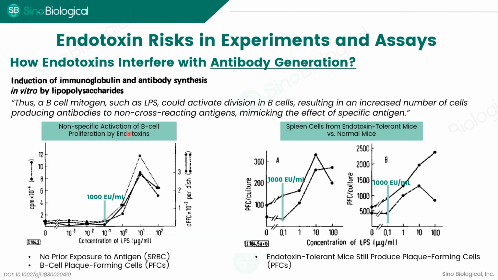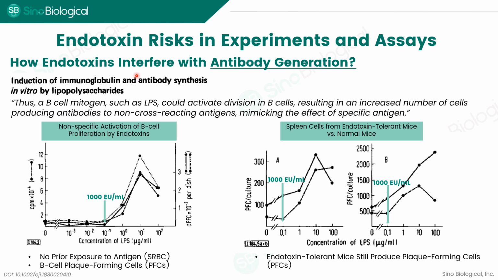Now let's talk about how endotoxin can interfere with antibody generation, particularly when you use recombinant protein as immunogens to produce antibodies. LPS or endotoxin can non-specifically stimulate B cell proliferation, and this stimulation does not actually make lymphocytes produce specific antibodies.